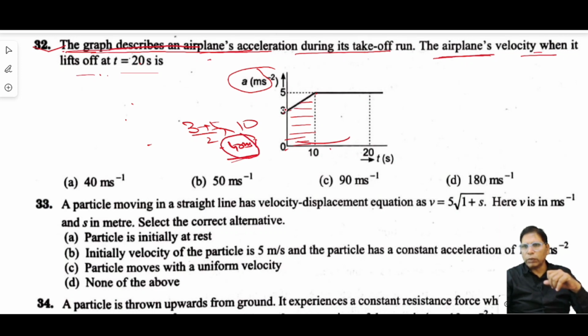Therefore velocity reaches from 0 to 40 meter per second. After that, the velocity increases linearly from 40. So this is 40 plus a is 5, t is 10. So this is 90 meter per second, the velocity of the plane. This option is correct.